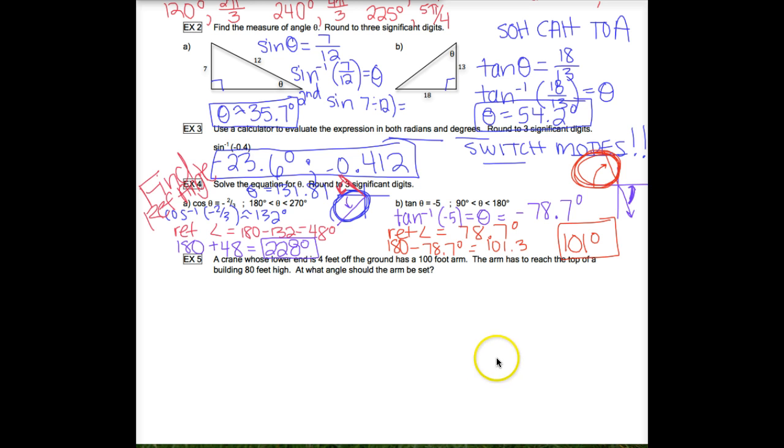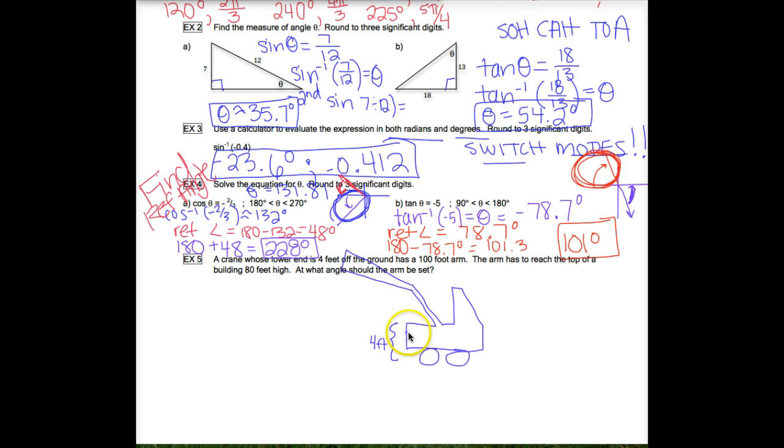So it says a crane whose end is 4 feet off the ground. Oh boy, I had to pick one that would be difficult to draw. Again, disclaimer, I am not a good artist, but I'm going to try anyway. So let's say that this is my crane. And it's on a truck, so it's got some wheels. There we go. It says its lower end is 4 feet off the ground. Okay, so that's 4 feet.